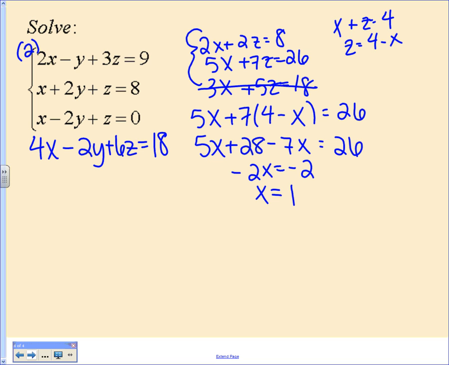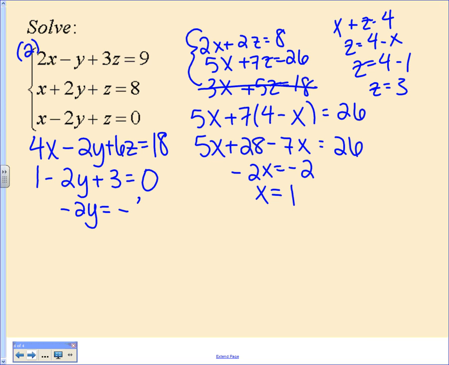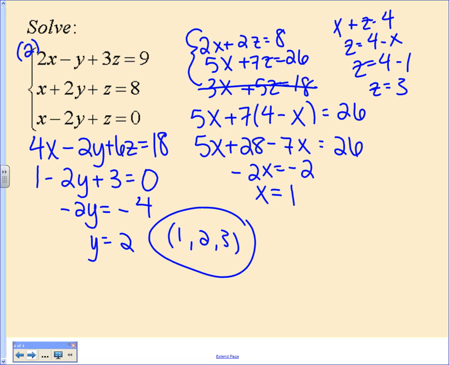Okay, how do we find z and y? Which one do you want to plug it into? Okay, the bottom one. 1 minus 2y plus 3 equals 0. So negative 2y equals negative 4. So y equals 2. So x is 1, y is 2, z is 3. Y'all see how that works?